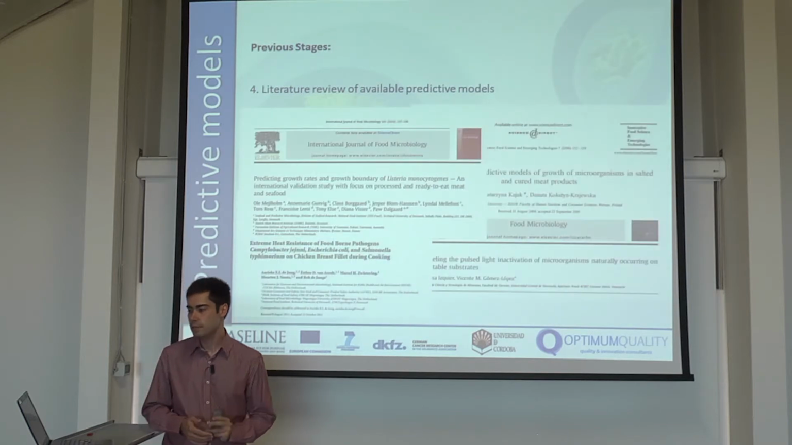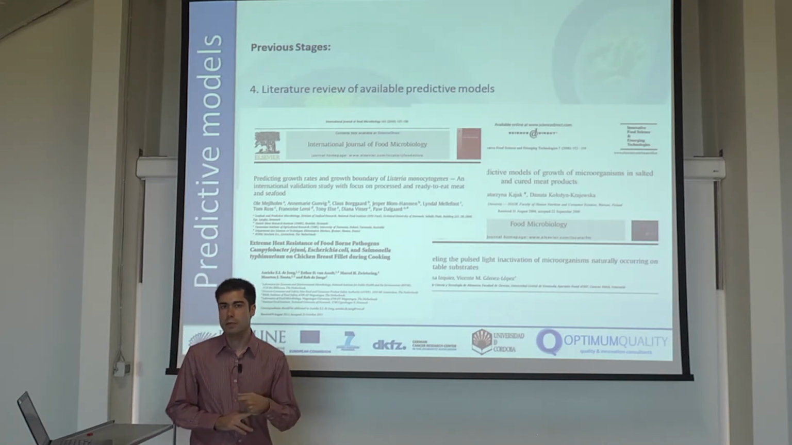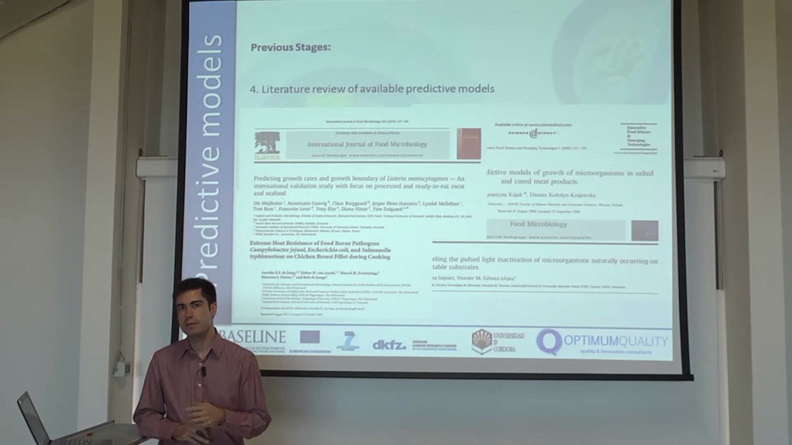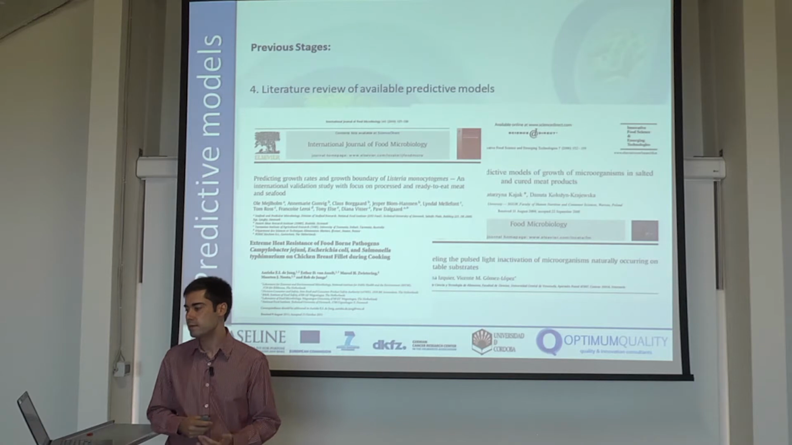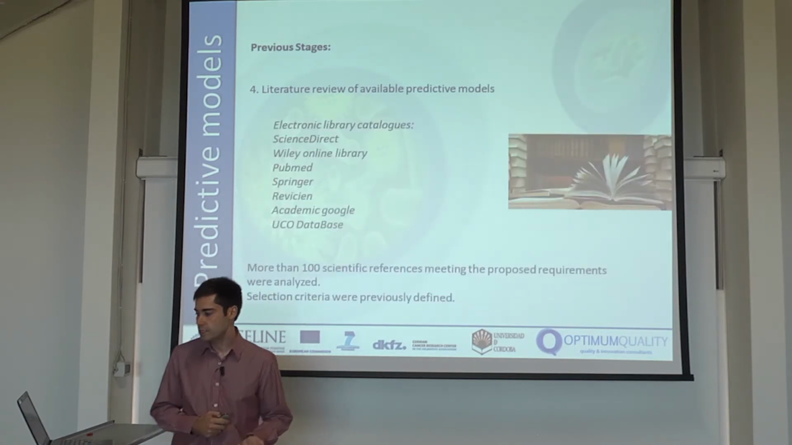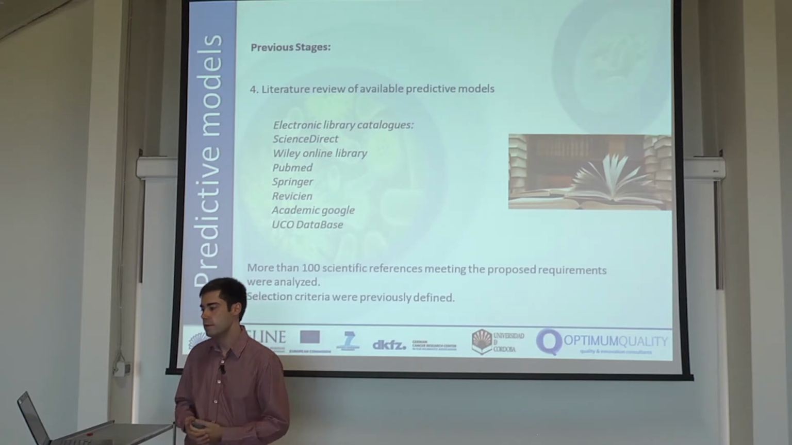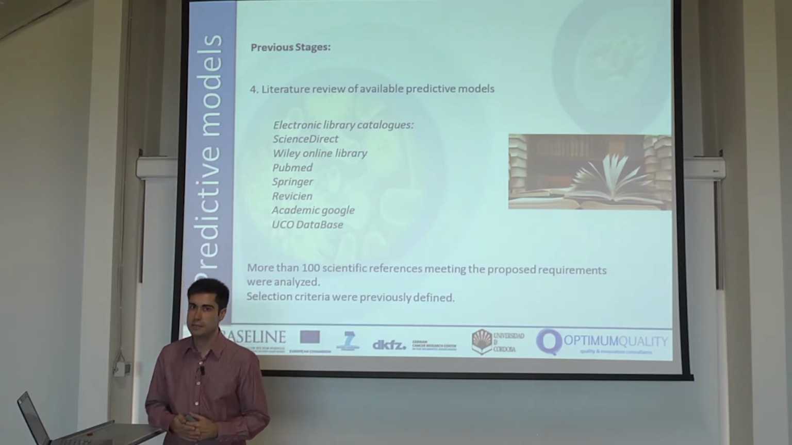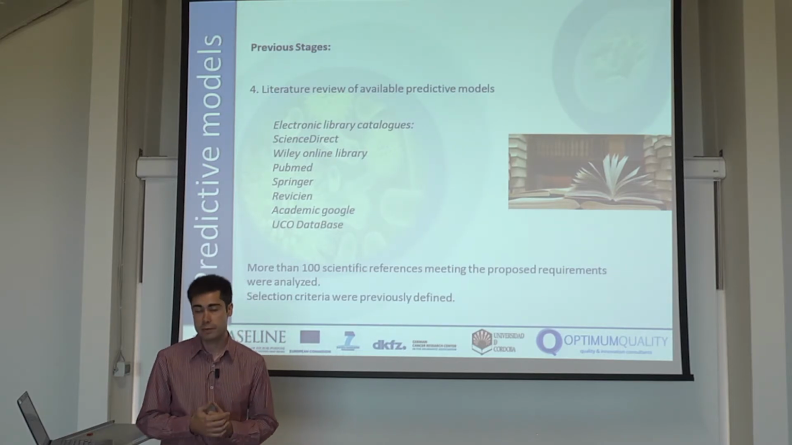The fourth step consists of a literature review of the available predictive models. When data gaps were found, we proceeded to gather data from the baseline project and to develop new or alternative predictive models. Several databases were revised, with more than 100 scientific references meeting the proposed requirements, and we selected these references according to different criteria that were previously defined.